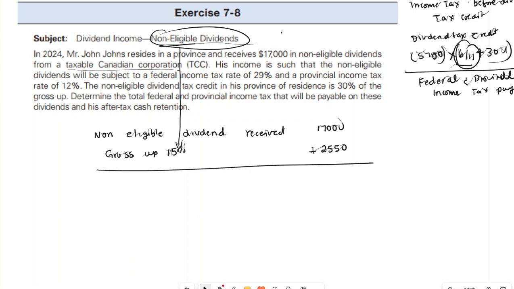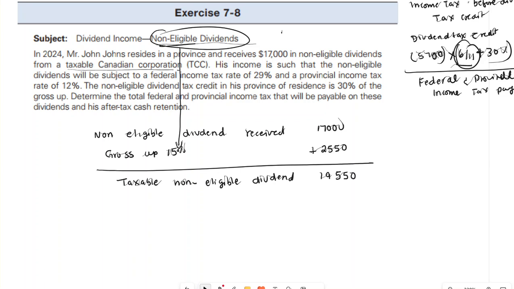My pen is leaking ink, but that's why I'm just talking at the same time. So we have a taxable non-eligible dividend, and that is your 19,550. That's the first thing.